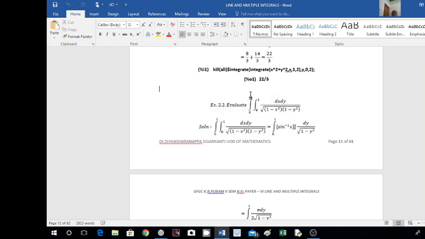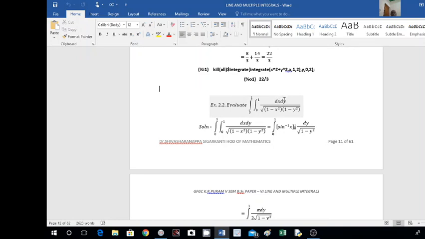Evaluate the integral from 0 to 1, dx dy divided by root of (1 minus x square)(1 minus y square). Here in this case both the limits are the same. X ranges from 0 to 1, y ranges also from 0 to 1. You can write this as dx dy or dy dx also because the limits are same, right? Now here first I will integrate with respect to x, okay?